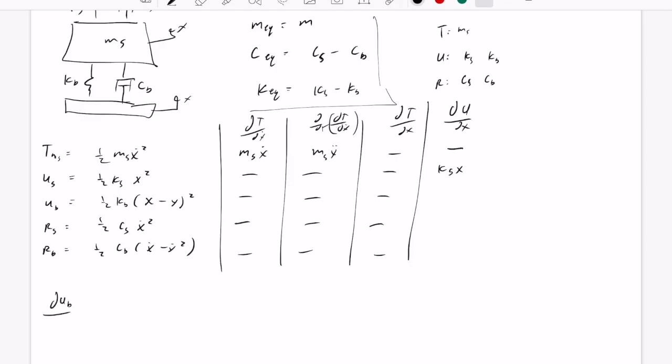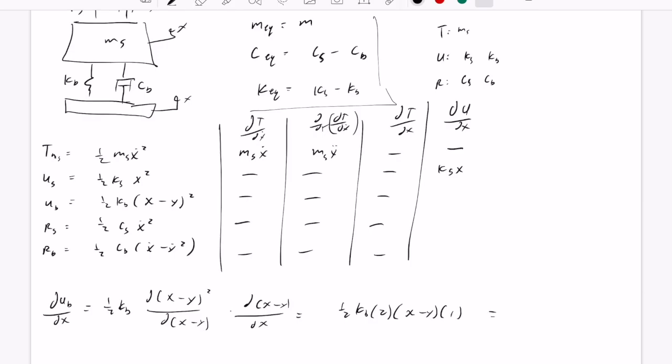So dU_b/dx is equal to 1/2 k_b, that's just a constant, times d/dx of (x minus y) squared, times d/dx of (x minus y). So this becomes 1/2 k_b times 2 times (x minus y) times 1. So this becomes k_b times (x minus y). Okay, yep, I did have a sign mistake there. Now let's do the R's. So those are zeros, and dR/dx dot just becomes c_s x dot.